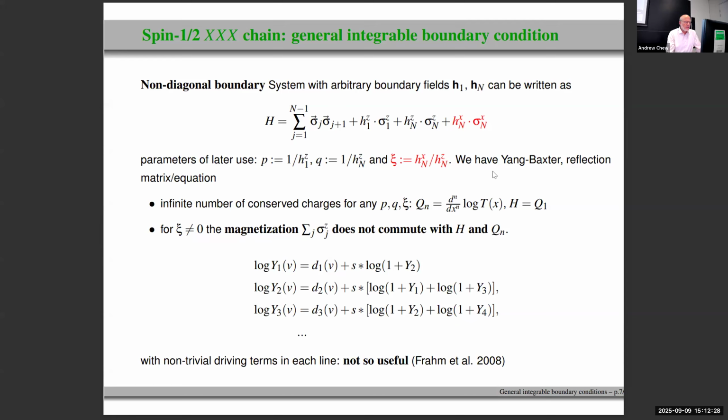We have the Baxter equation, the reflection matrix equation, I mean, the Yang-Baxter relation satisfied, and the Hamiltonian is integrable. We have again a family of commuting transfer matrices, and we find the Hamiltonian as the first logarithmic derivative of the transfer matrix, and the higher conserved charges via higher derivatives of log of t, for any p and q. So everything looks pretty integrable, but the magnetization doesn't commute with H and these Q's for psi non-zero.